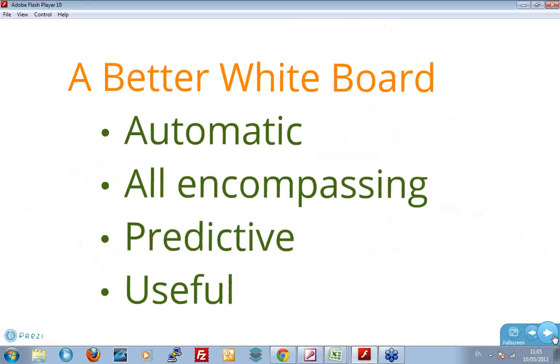A better whiteboard, what would it be like? Forget the word whiteboard, think of information management in the bigger sense. It needs to be automatic. So when something happens, your system needs to react to it. When I say system, I don't mean a technology system. I mean, if the system is that the person next to you tells you that there's a phone call for you, then that's a system. So it needs to be automatic. It needs to be all-encompassing. It needs to be bigger than just what's immediately in front of you.